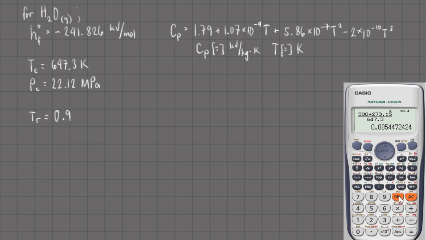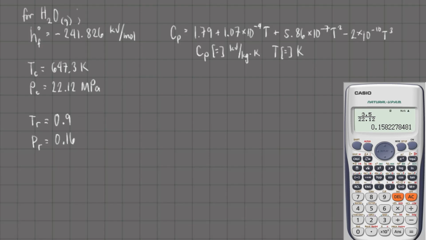In this type of solution, since we are relying on a graphical method of determining the enthalpy departure, there is no point in writing many decimal places for our values of the reduced temperature and reduced pressure. One decimal place is enough because our chart has reduced temperatures of one decimal place only. In the same token, we solve for the reduced pressure, that is the actual pressure of 3.5 megapascals divided by the critical pressure, 22.12 megapascals. Our reduced pressure is 0.16.